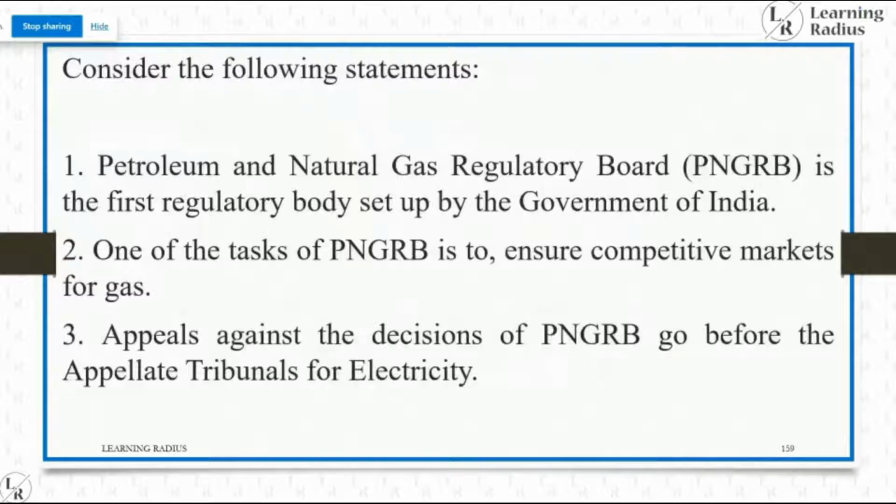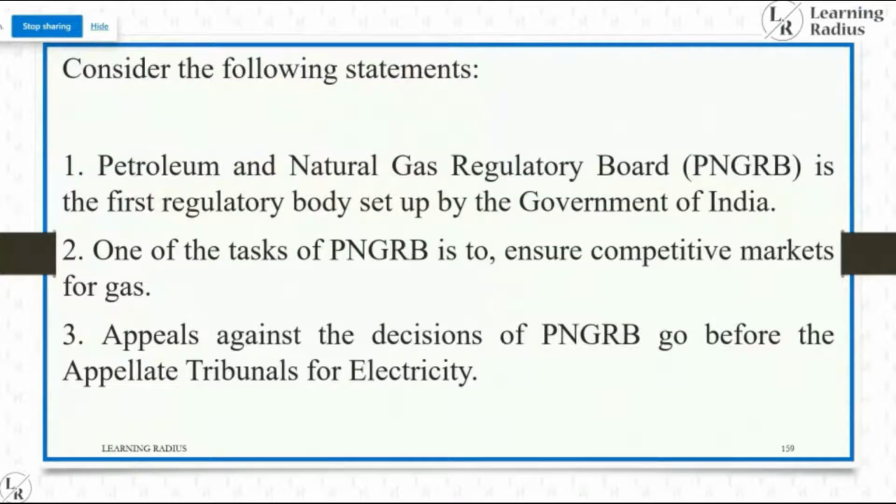The first question, consider the following statements. Petroleum and Natural Gas Regulatory Board, PNGRB, is the first regulatory body set up by the Government of India. One of the tasks of PNGRB is to ensure a competitive market for gas. Appeals against the decision of PNGRB go before the Appellate Tribunal for Electricity. When you look into this, UPSC is asking 1 and 2 only, 2 and 3 only, 1 and 3 only, 1, 2 and 3 only.